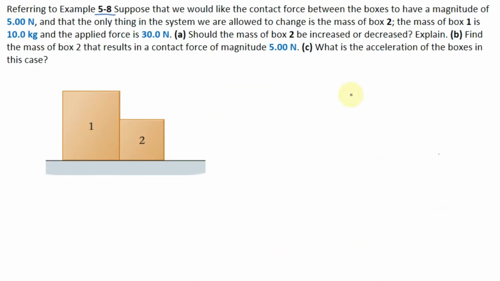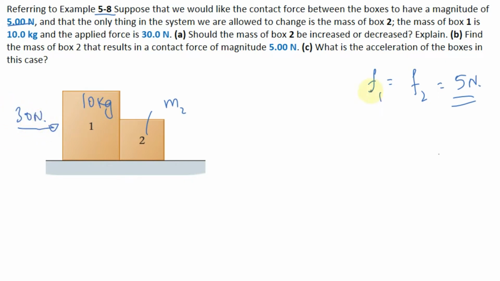Now in this problem it says we would like the contact force between the boxes to have a magnitude of 5 Newton. So the contact force between block 1 and 2 should be 5 Newton. There we calculated the contact force to be 20 Newton, but here we want it to be 5 Newton. And the only thing that we are allowed to change is the mass of box 2. So this mass of box 2 is changed.